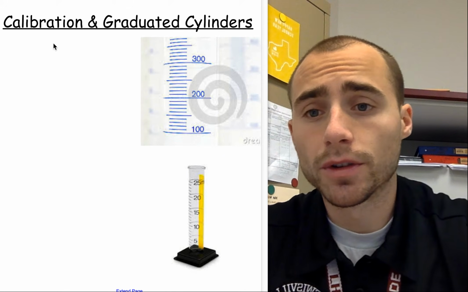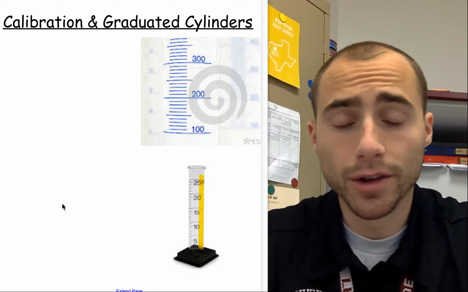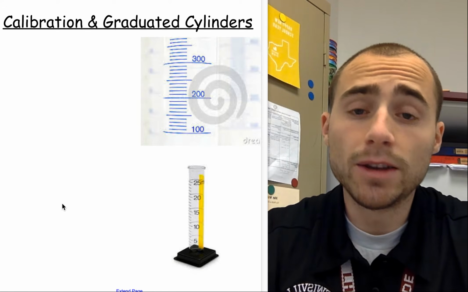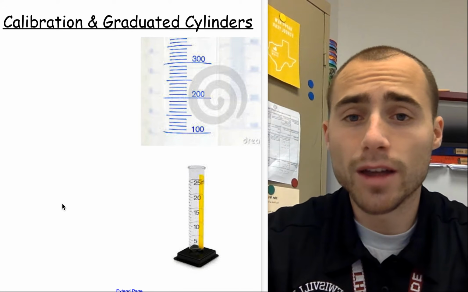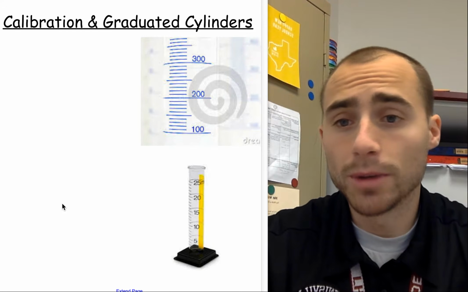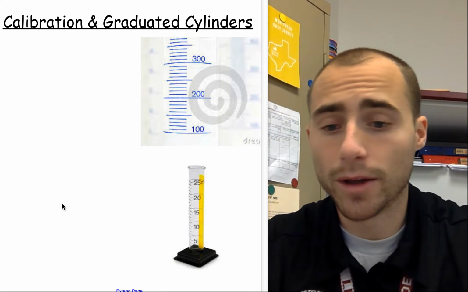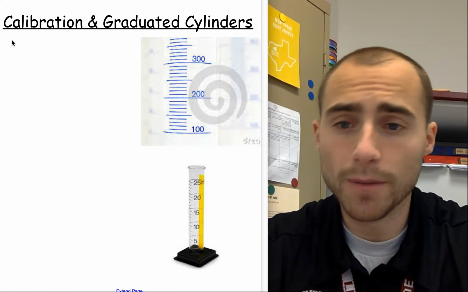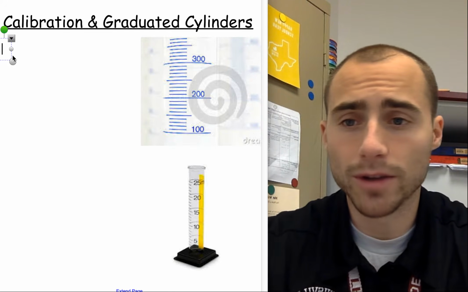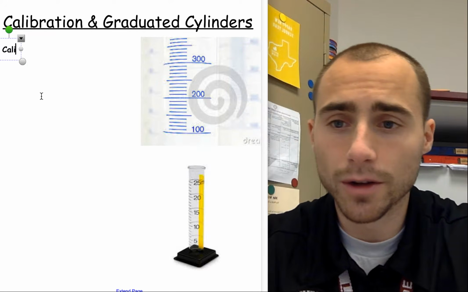This video tutorial is going to cover calibration and graduated cylinders, both concepts that need to be introduced at the very beginning of any science class, especially chemistry, because we're going to be using calibration and graduated cylinders and beakers and different measuring devices throughout this course. So let's start off by defining calibration. What is calibration? That's going to be a key thing we need to know. This is a key vocab word.